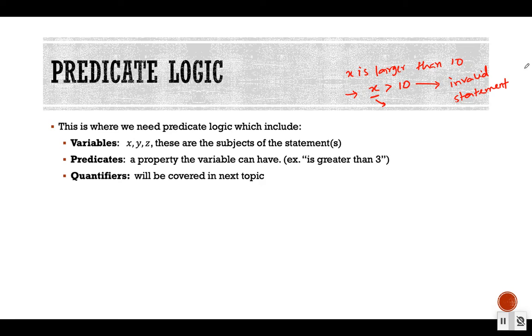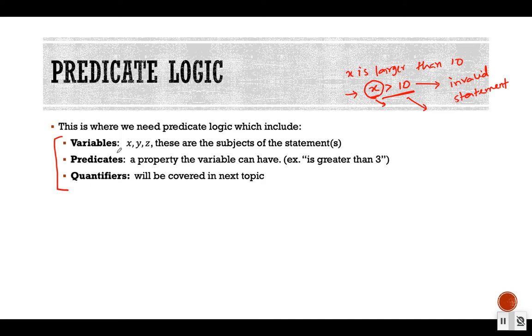Now the idea is that if we have knowledge about the value of the variable, then we can actually make a decision whether we can evaluate this statement as either true or false. In that case we are going to use a concept, predicate logic. So this is the case where we are going to need predicate logic. Each predicate logic has three ingredients.